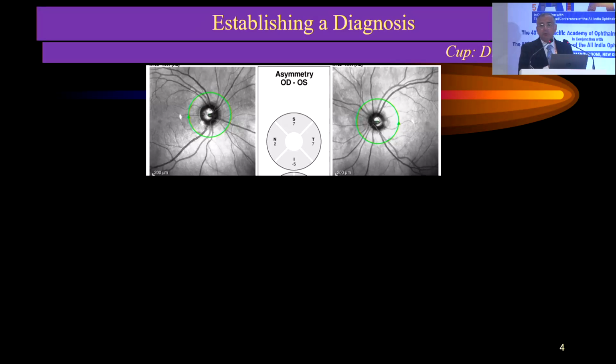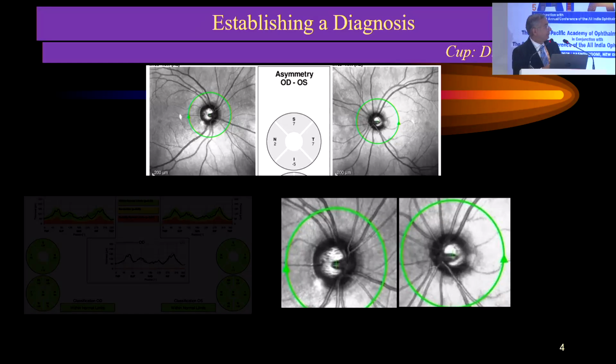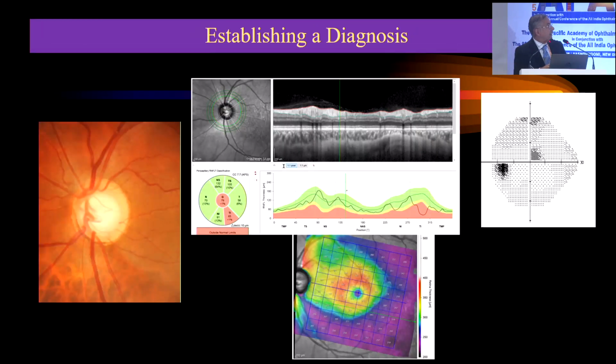The OCT report is the only place that you can actually see the two discs of the individual side by side. And you can see that this disc is much bigger than this disc. And no wonder this patient is a glaucoma suspect, because there is a cup to disc asymmetry because of the disc size asymmetry. And as you can see, there is extreme symmetry in the nerve fiber layer thickness of this patient.